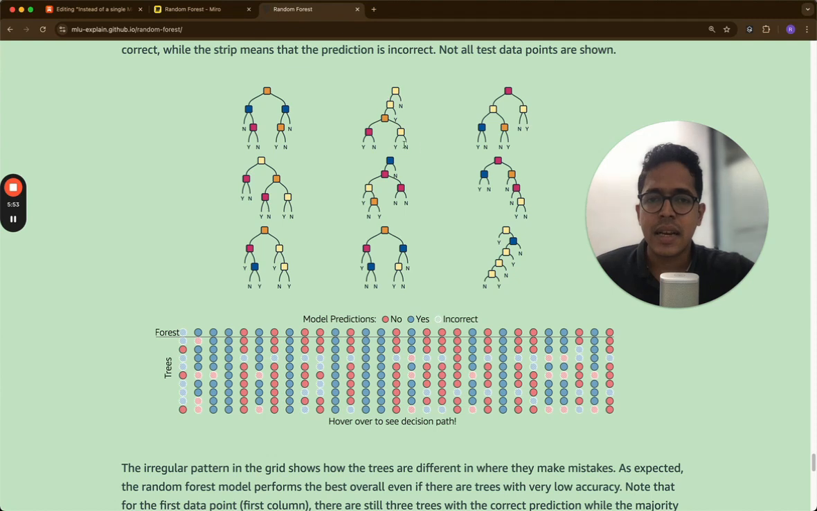This second tree is a really, really good tree. The last tree is also looking very bad because it's making a lot of mistakes. So this tree also is very bad according to what the data in this table says. So this is a way to visualize it.